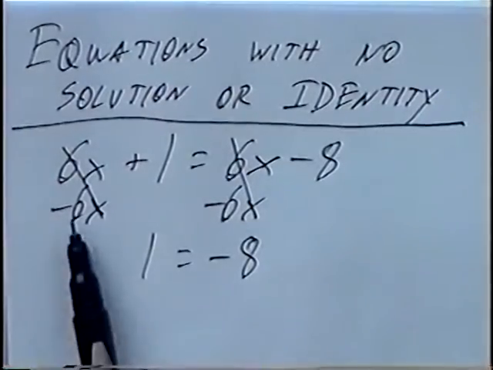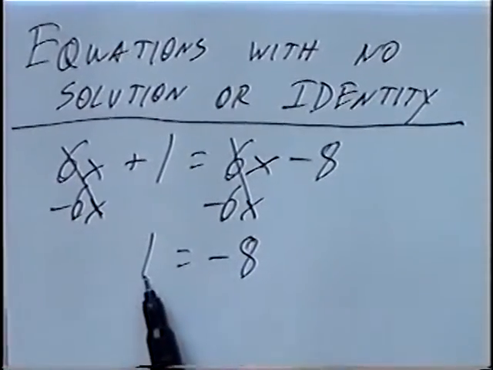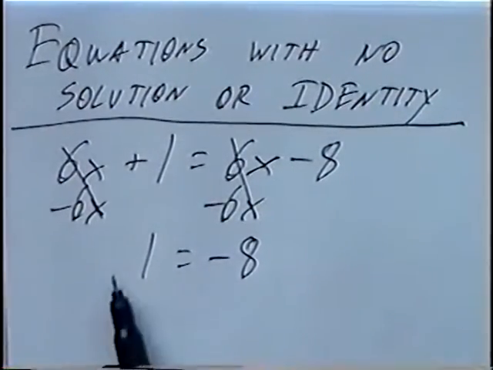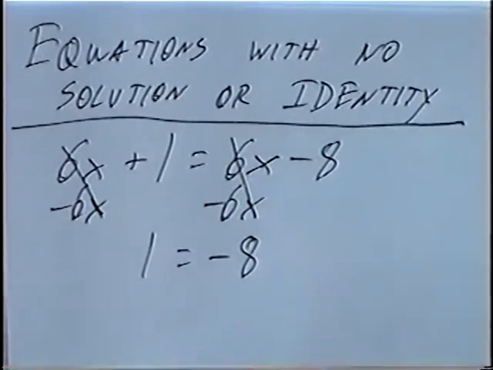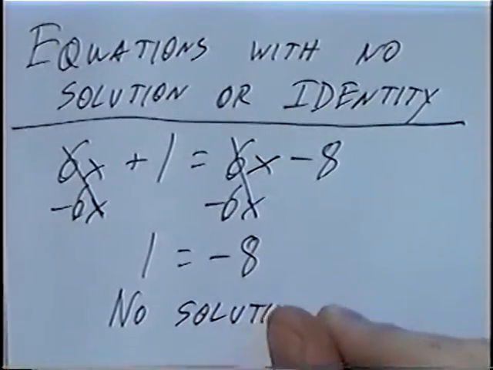In this case, when all the variables cancel out and you're left with two numbers, we have 1 equals negative 8, which is a false statement. If all the variables cancel out and you're left with a false statement, this would be no solution.